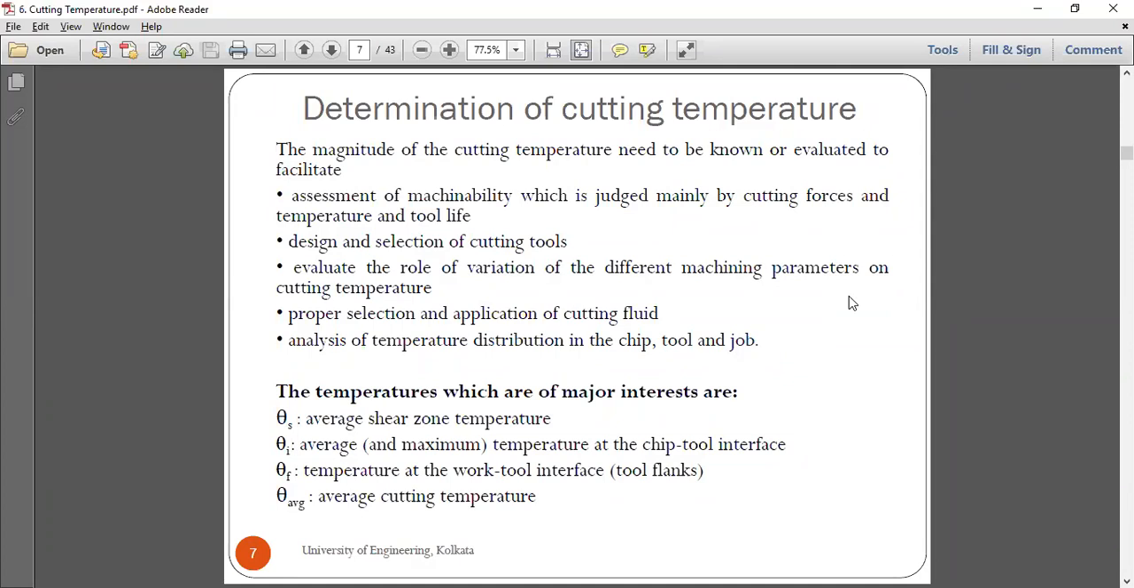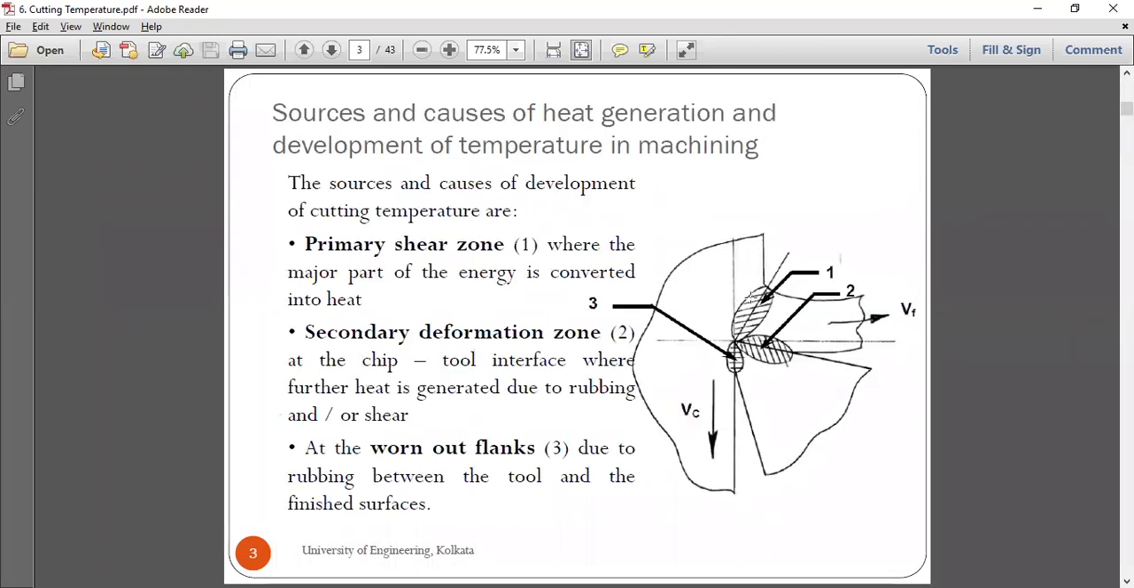And then what is the process or method of application of this cutting fluid? That is also a very important part. Next is analysis of temperature distribution in the chip, tool and the job. The temperatures which are of major interest are the average shear zone temperature, and the average and maximum temperature at the chip tool interface. The first one is the average shear zone temperature. This relates to the primary deformation zone, or primary shear zone.